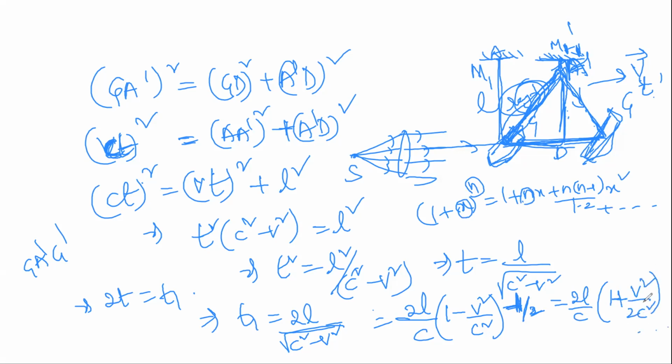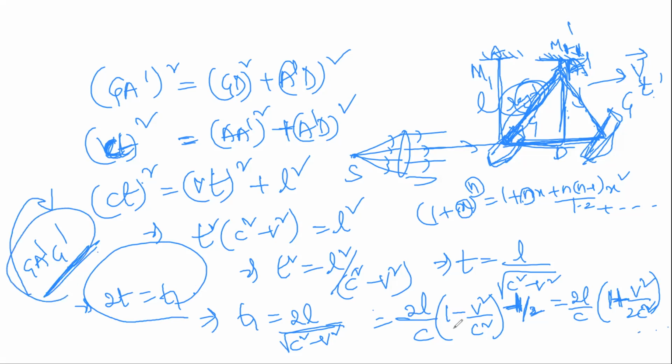Okay, when we go to the extreme, because C is very large, in the denominator, if it is increasing to C power 4, then we can neglect the term because it has a low value. 2L by C into 1 plus V square by 2C square. This is the total time traveled by light ray 1 from G to G dash through A dash. Okay, so the total time T1 is equal to 2L by C into 1 plus V square by 2C square. Similarly, for ray 2, see it is traveling this way and it is coming back again this way, the same path, right?